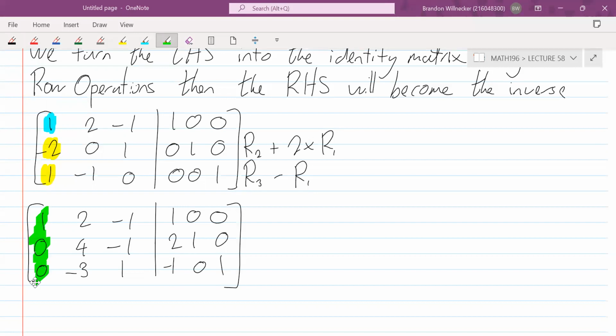What we need to do next is look at the second column, second row. So this 4 needs to become a 1. We could divide through by 4, but then we're going to be working with fractions. That's not the nicest. So instead, we can take row 2 and add row 3. That will turn the 4 into a 1.